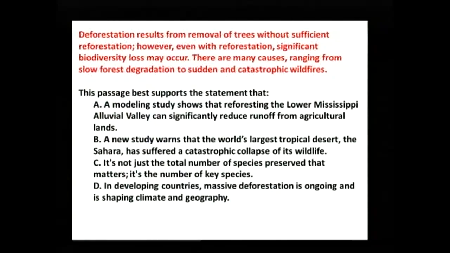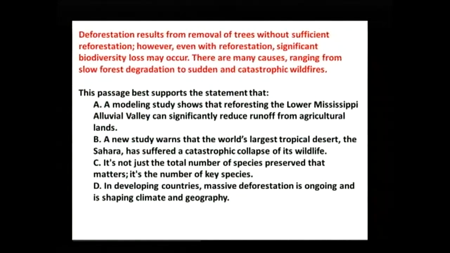Option A is out of the picture. Option B, C and D. A new study warns that the world's largest tropical desert, the Sahara, has suffered a catastrophic collapse of its wildlife. It's not just the total number of species preserved that matters, it's the number of key species. In developing countries, massive deforestation is ongoing and shaping climate and geography.